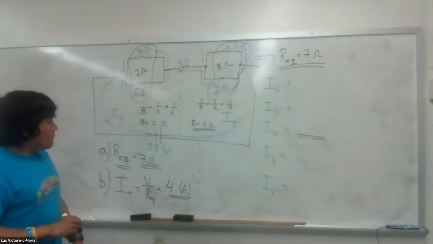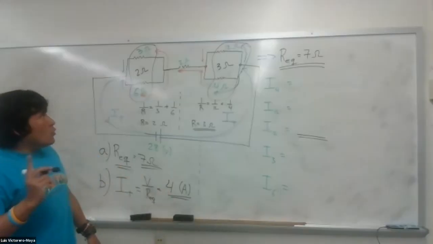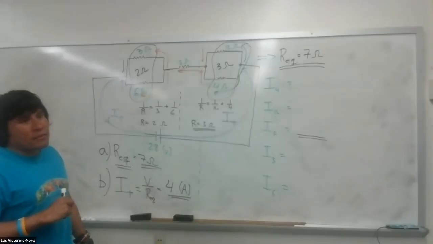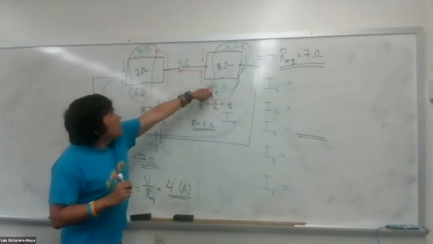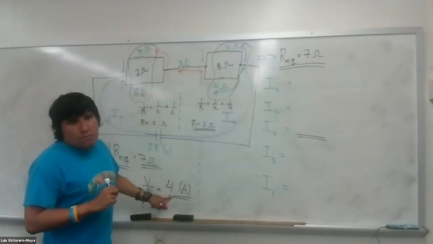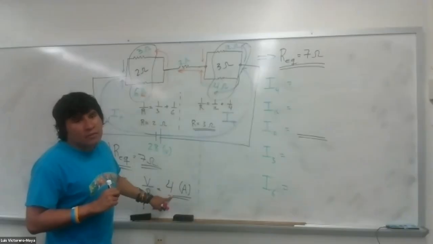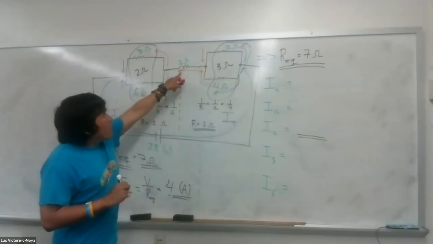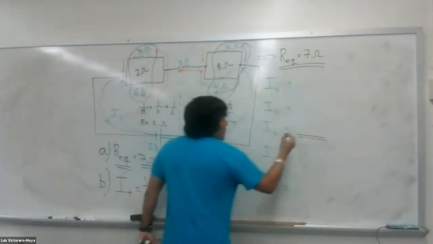Is it V divided by R? So is it 28 divided by 2? But I think... No, it's 4 amperes. Your current, if you were doing what you said, you will have 14 amperes. You can never have more current than the total current. That's the maximum current you can have in the circuit. The current here is 4 amperes.